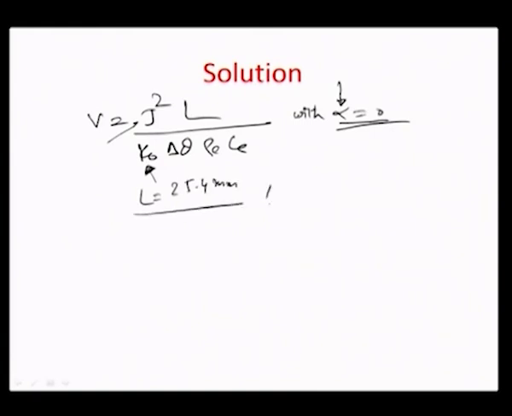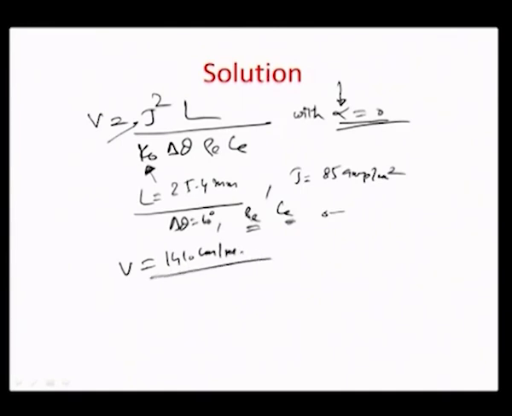The J value of course has been found in the earlier step as 85 amps per centimeter square. Delta theta is 60 degrees, and rho E C, the density of the electrolyte, the specific heat capacity of the electrolyte, etc., have their own values which are given in the question. The velocity of design here can be found out to be 1410 centimeter per second. Okay. So that is what would be the range typically of these velocities of electrolytes.